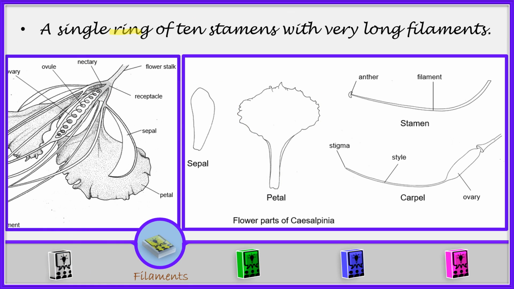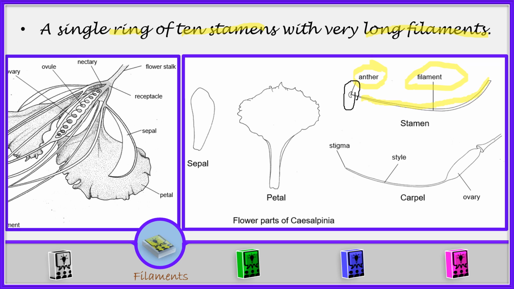Single ring of 10 stamens with very long filaments. So we have our filament, stamens are these ones here. This is a stamen, and the stamen consists of the filament, and then it also consists of the anther. Anthers are at the tip. They are at the tip of the filament. That one is the stamen.